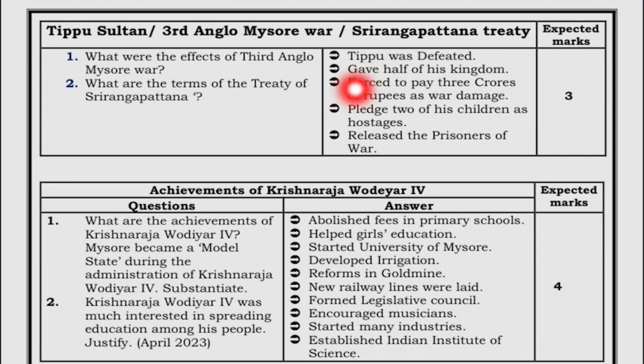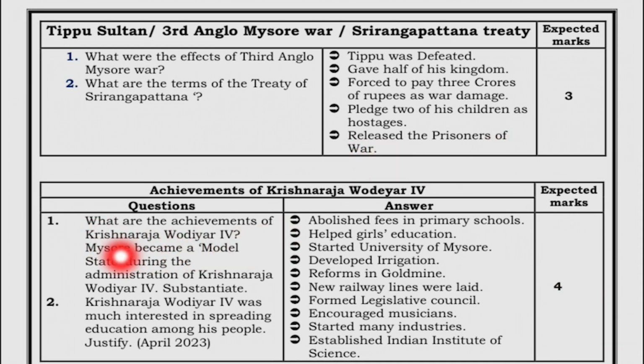Tipu was defeated, gave half of his kingdom, and was forced to pay 3 crores of rupees as war damage, which is not at all a small amount. As a result, he had to pledge 2 of his children as hostages, and released the prisoners of war. One is expected for 4 marks.